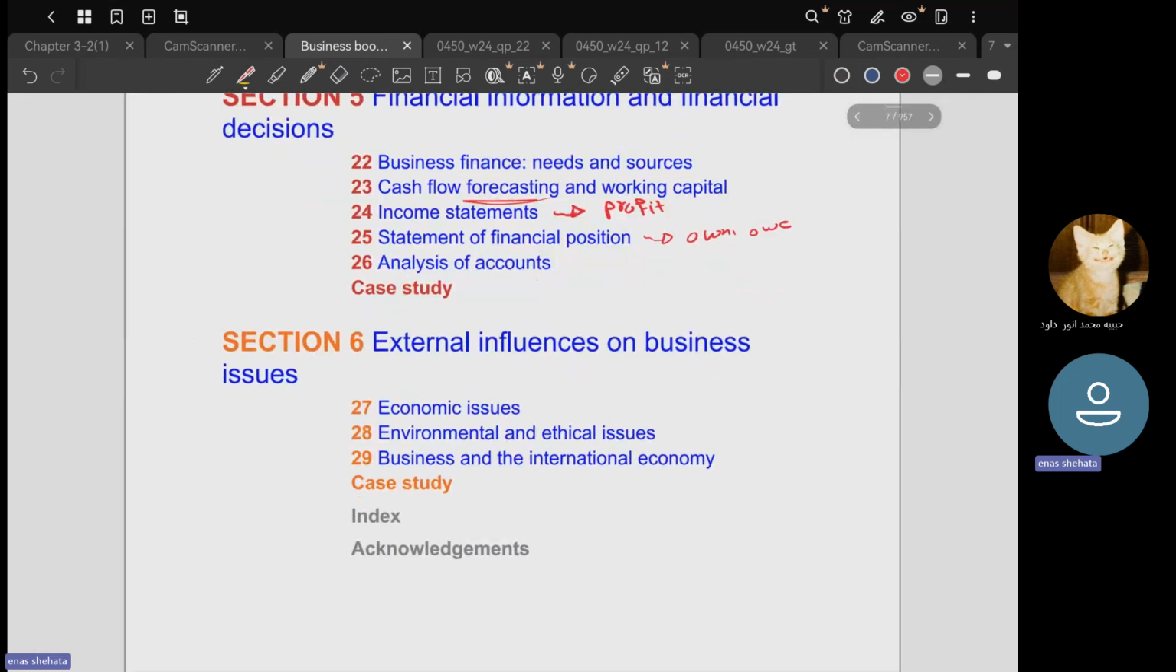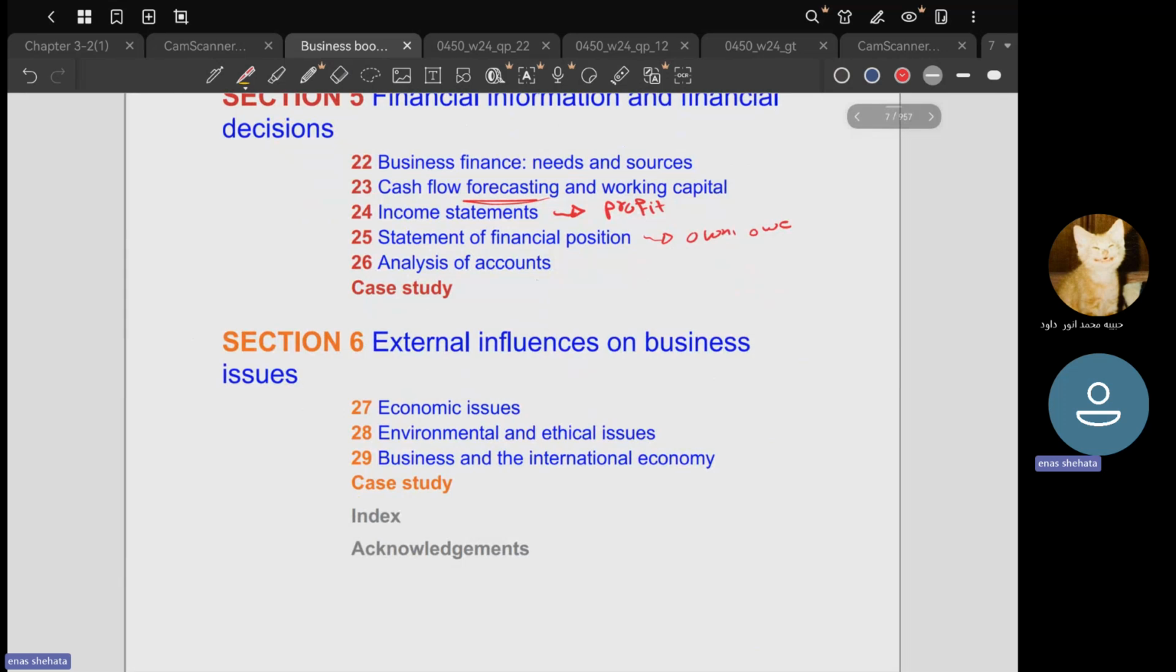External, and this is the last section, external influences on business issues. There are some external matters that may affect my business, like economic issues, for example, price increases in the market, and how this will affect my product or my business. Some environmental and ethical issues.